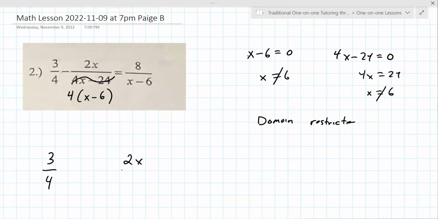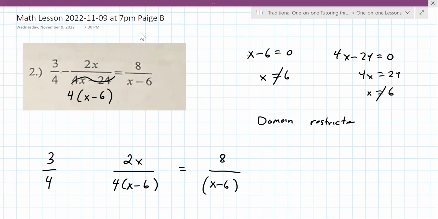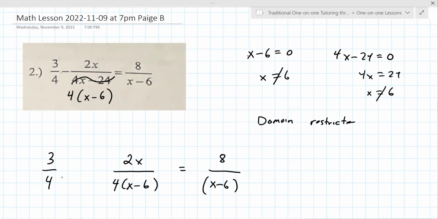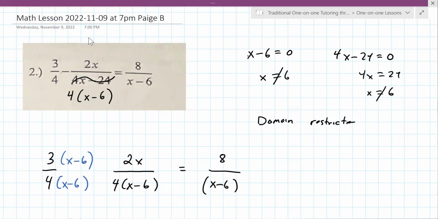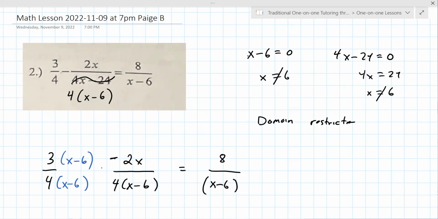I'm gonna leave some space here. And you figure out, well, what are they missing compared to the other one? So like, do you see that this one on the left is missing an x minus 6? Yeah. So you multiply the top and bottom by x minus 6. I'm sorry, there's supposed to be a minus sign in here. So I actually like to put that minus up in the numerator, so don't forget about it.